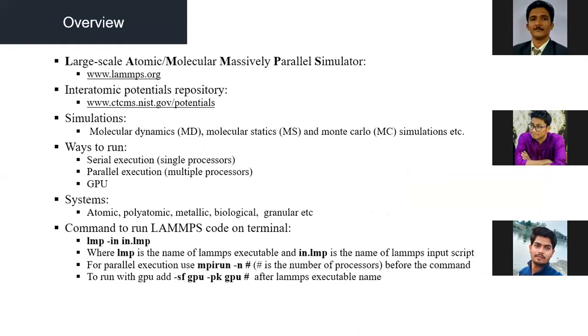Serial execution actually works with a single processor. Suppose you want to run a very small simulation, you can use your one-processor computer. But suppose you're working with a large-scale simulation, you cannot run it with a single processor. It may take days and days, maybe a week or more. In those cases, we use parallel execution. Suppose you have a workstation or an HPC, then you can use parallel execution to run those large-scale simulations. And GPU is just an extra part, so that you can also use your graphics processing unit to run the simulation faster.